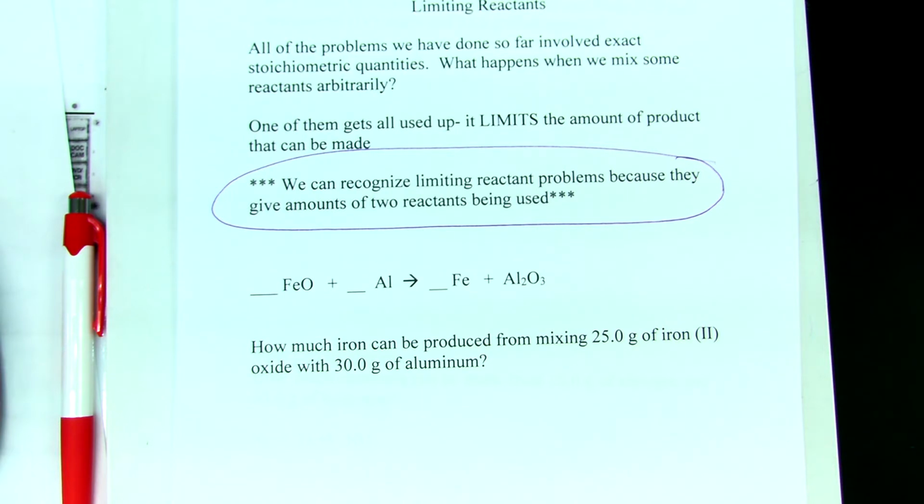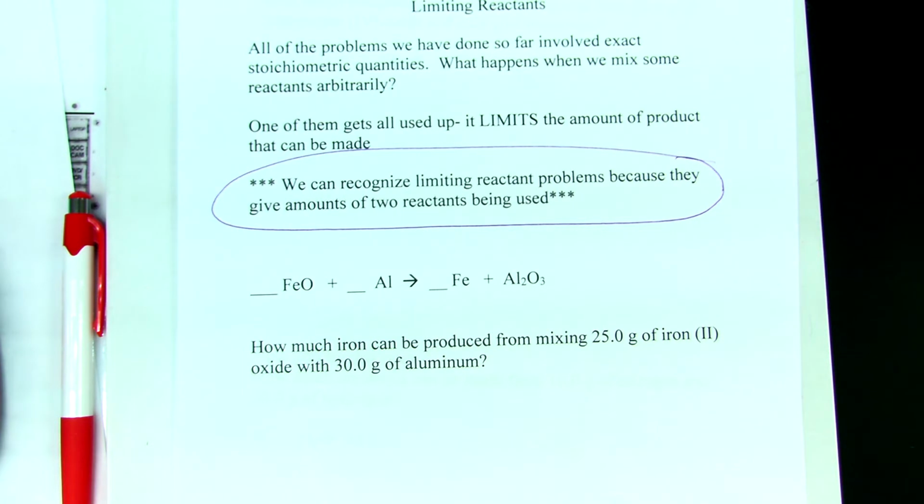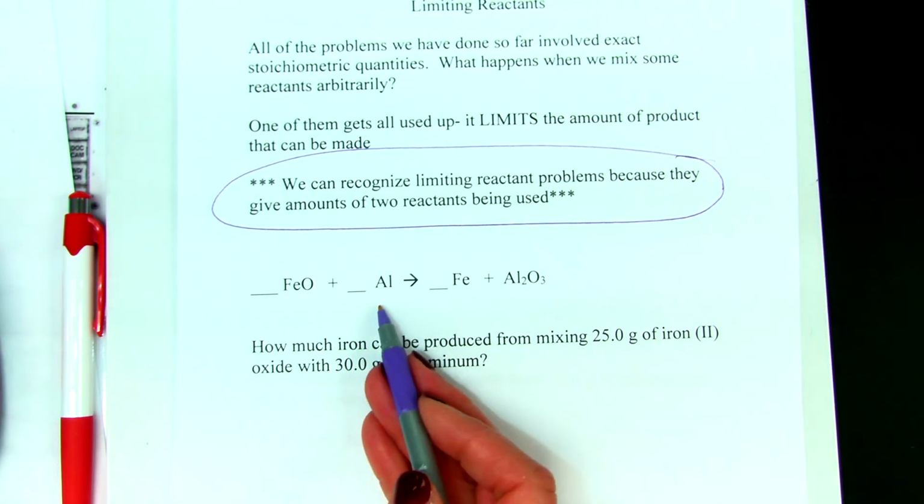We have 2 reactants. So your job as a student when you're reading these problems is anytime it gives you information about 2 things on the left-hand side, it's a limiting reactant and you have to do 2 calculations. So we look at this. How much iron can be produced from mixing 25 grams of iron oxide with 30 grams of aluminum? We recognize that iron 2 oxide and aluminum are both reactants and we have amounts of each.